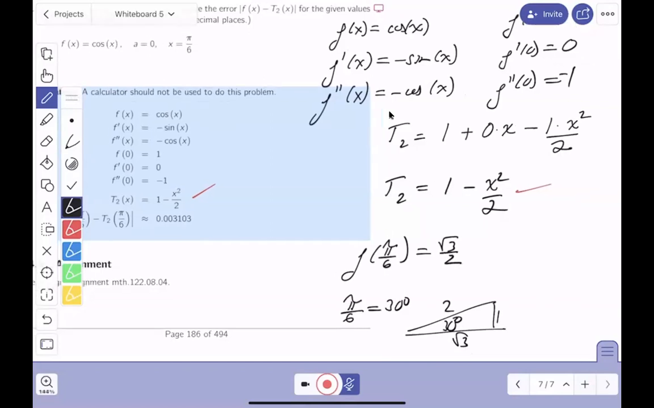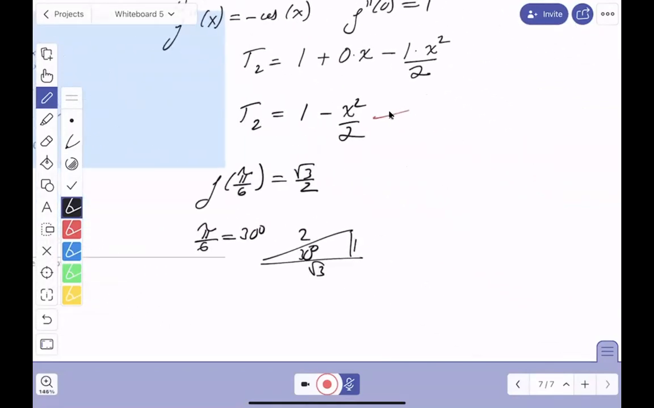Then the question is, what's T2 evaluated at that number? And I'll write it down for you. It's kind of nightmarish though. T2 evaluated at pi over 6 is going to be equal to 1 minus pi squared over 72. All right.